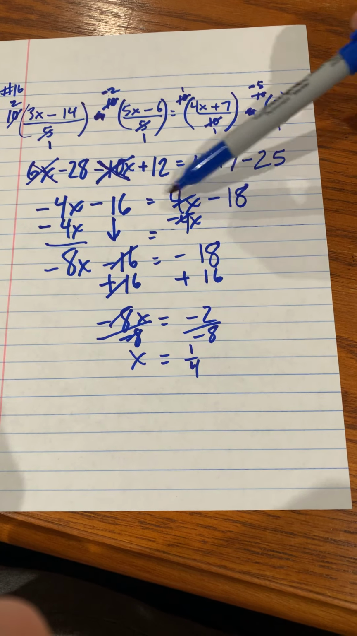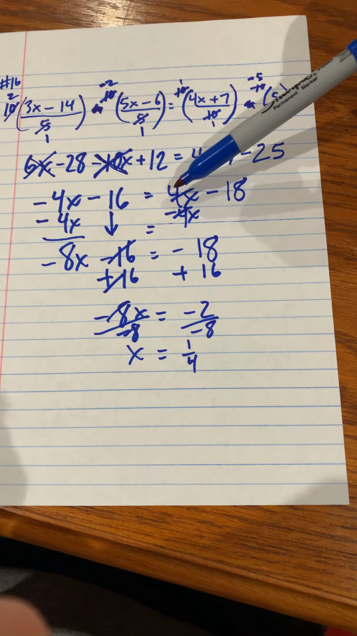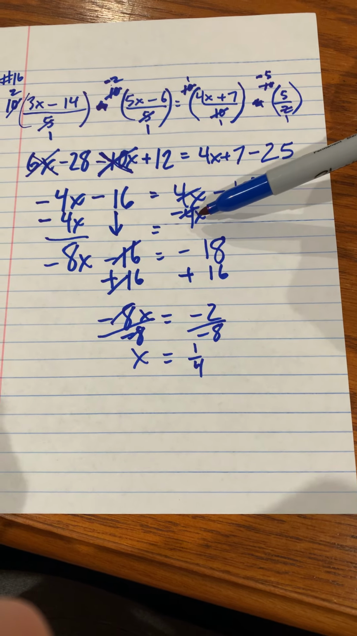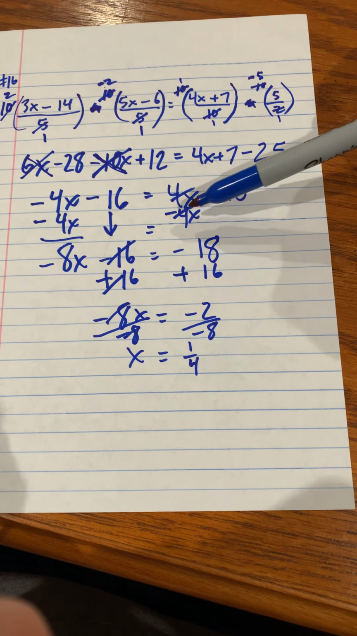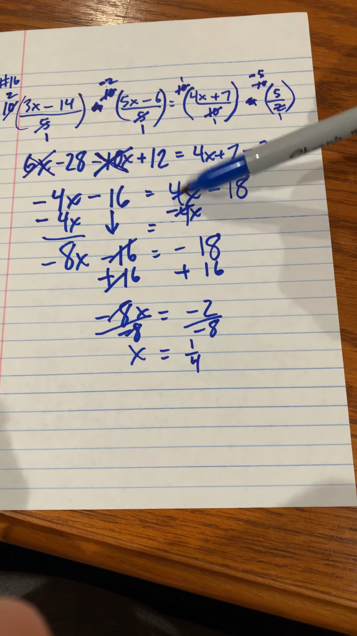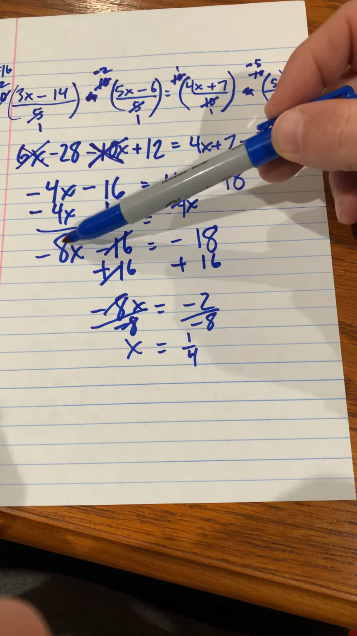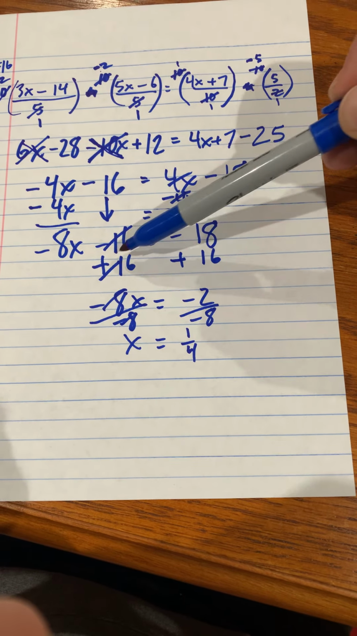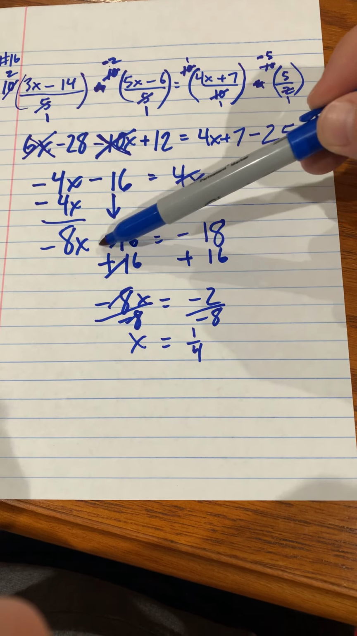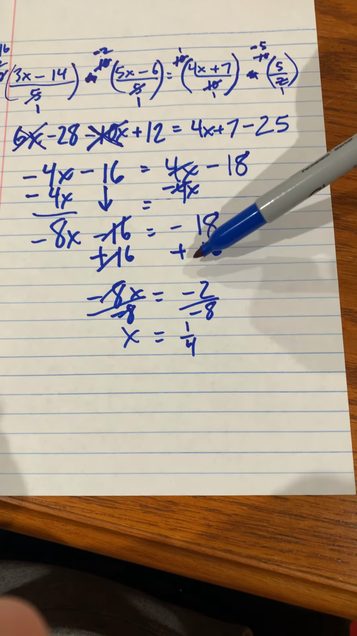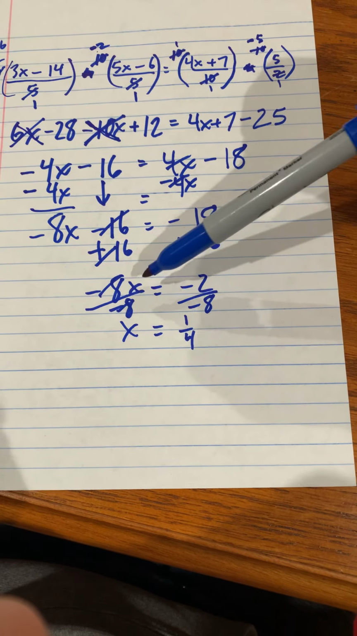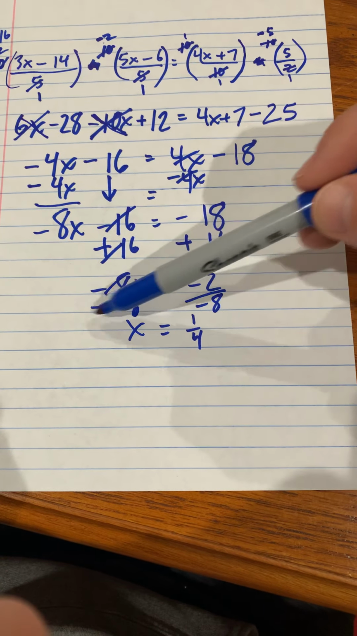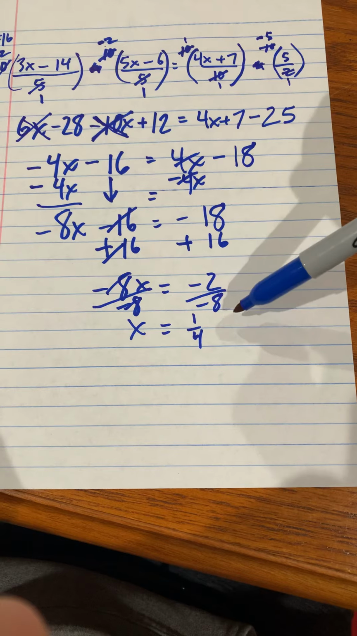And then this is just simple algebra. When we get to this step, this should be very, very easy for everybody by now. All we're doing is isolating the variable. So we brought this 4x, we subtracted 4x from both sides, gave us -8x, brought our -16 down, equals -18. Then we added 16 to both sides. This was a -16, so we added 16, that left us with -8x equals -2. Then we divided both sides by -8, and we got x equals 1/4.